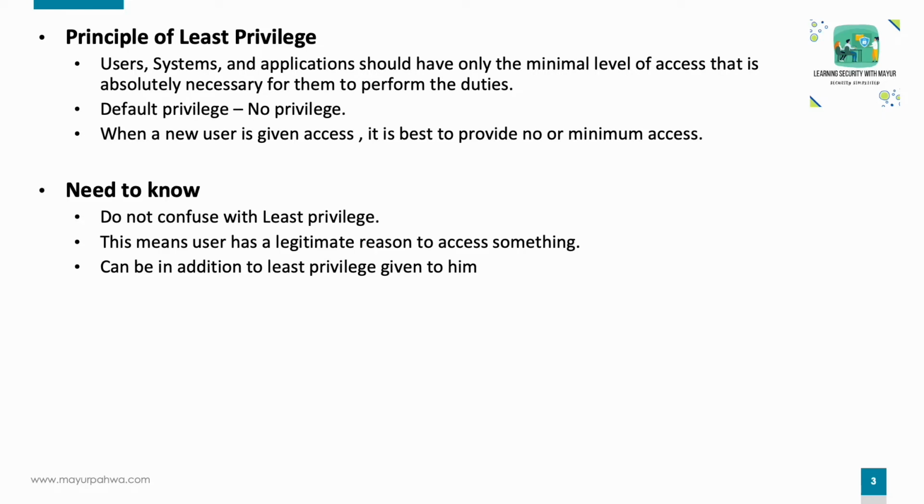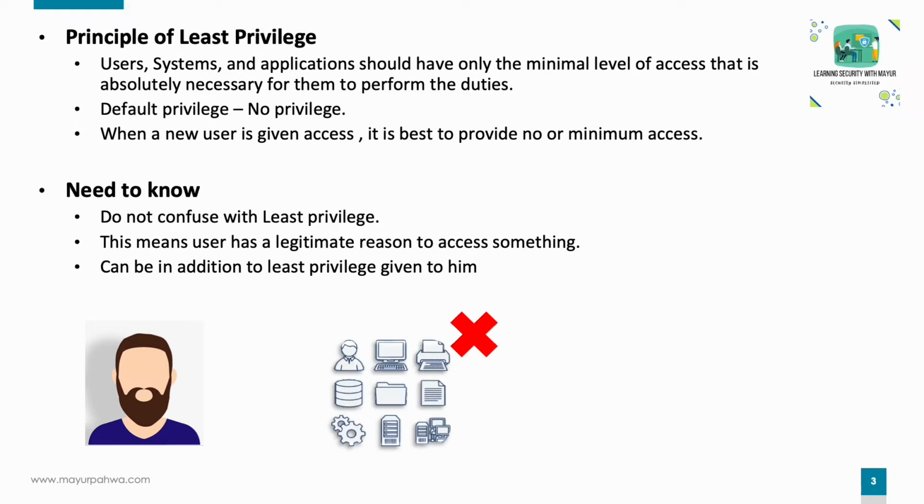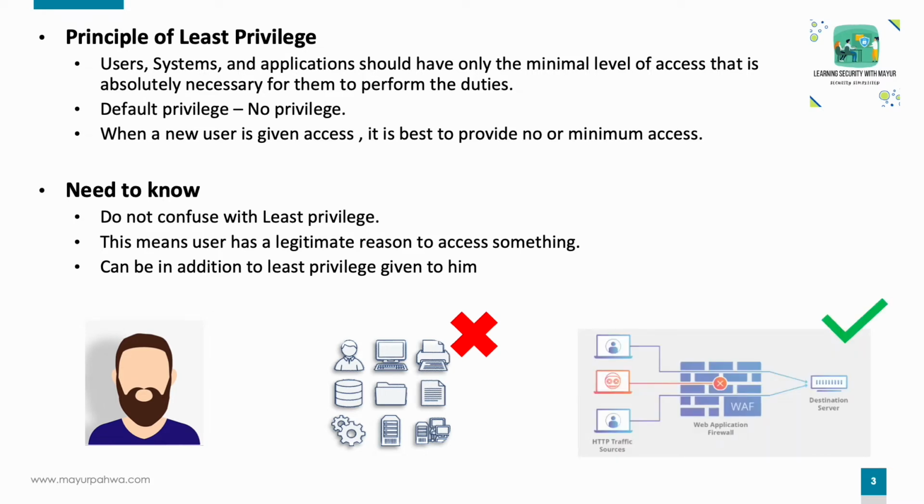The next technique is need to know. See, first of all, do not confuse this with least privilege. This simply means that access must be provided if there is a genuine business need for that person. Say Salman here needs to work on a web application firewall. While the least privilege will deal with default access which says no access to him, the need to know principle will provide the access as he really needs to know about this web application firewall to work on it.